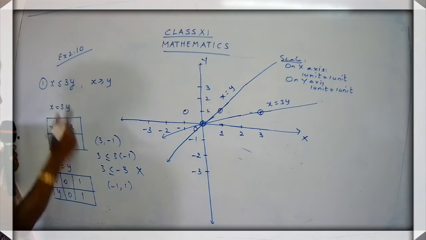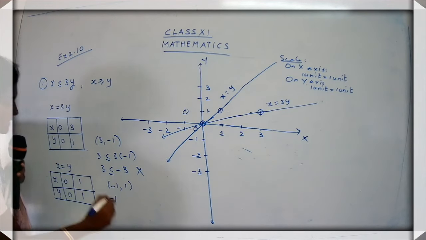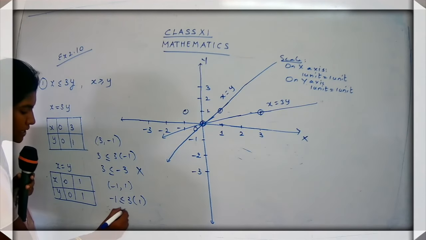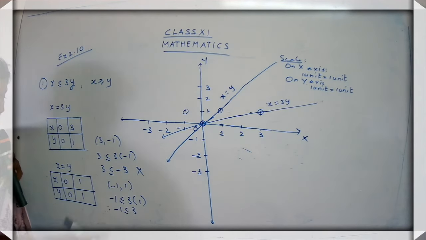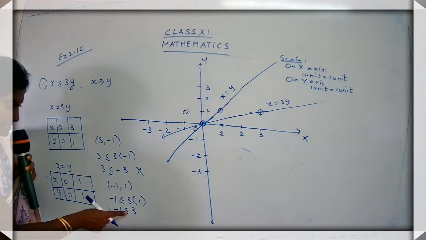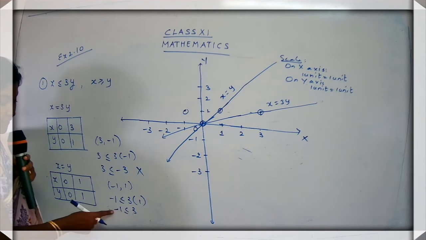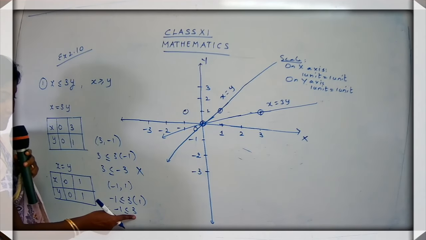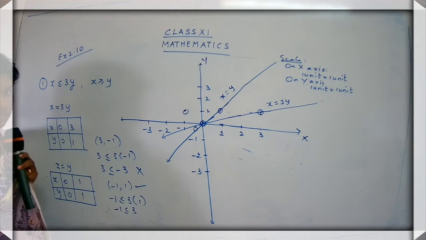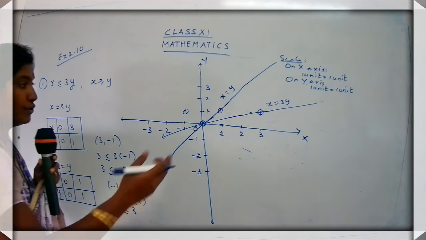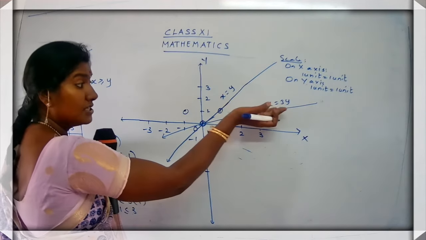So what do you get here? -1 less than or equal to 3 into 1. So -1 less than or equal to 3. Is this condition correct? Yes, 3 is greater. When you compare -1 and 3, 3 is greater. So this condition is satisfied. So where is the region going to lie? The region is going to lie above this line.